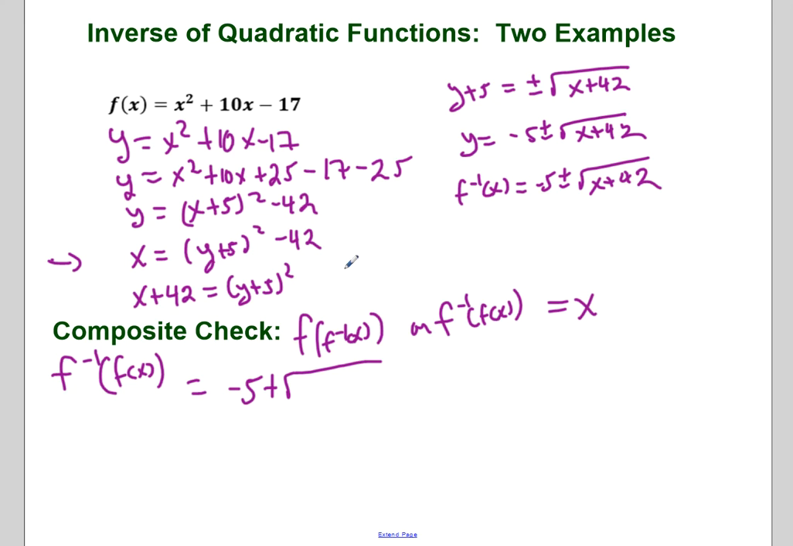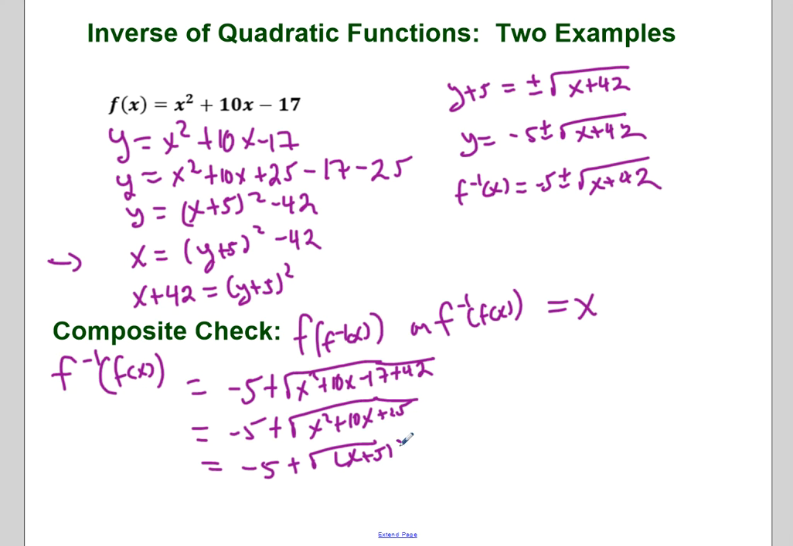And I'm going to plug in this x squared plus 10x minus 17 for x right here. So I have x squared plus 10x minus 17 plus 42. And we're just working backwards. Negative 5 plus the square root of x squared plus 10x plus 25, you bet. And I have a perfect square trinomial. Negative 5 plus the square root of (x plus 5) squared. And that's just to the 1/2 power. So something squared to the 1/2 power is just going to be itself. So it is going to equal negative 5 plus x plus 5, which gives me x.